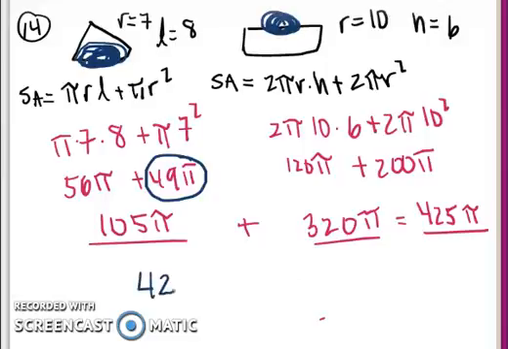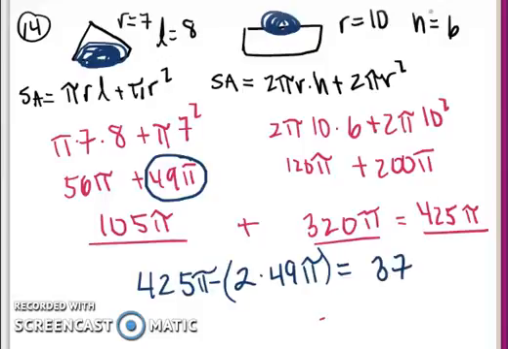I got to take 425, and I got to subtract, pi, sorry, 2 times 49 pi to get the appropriate answer. And what happens when I get 425 minus 2 times 49 is going to be 327. Whoops, didn't write that correctly. 327 pi. Okay, and there it is.